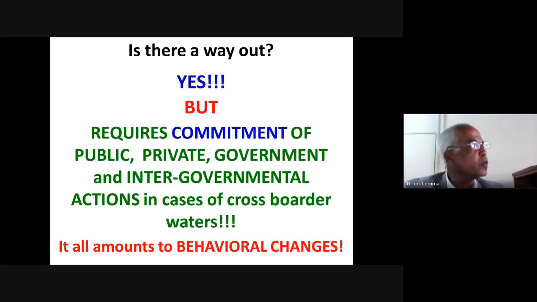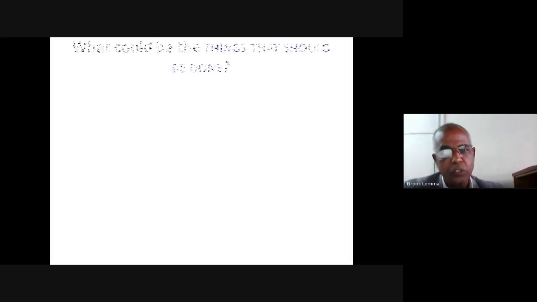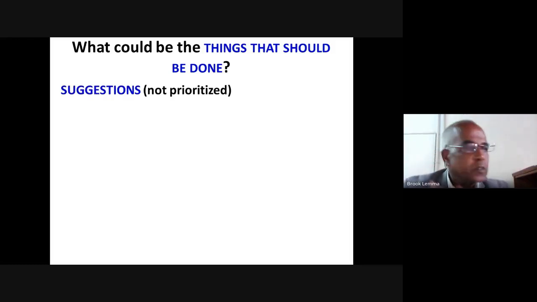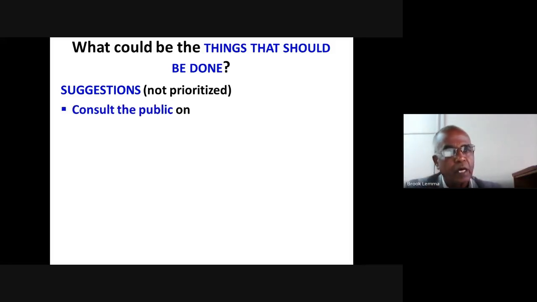So at the end, there should be a big change, particularly in our behavior in land use and water use systems. What can be done now? There are many suggestions. These are anybody's recommendations. I just suggest a number of them. These are not prioritized, but as I feel, probably could be done are some of them.